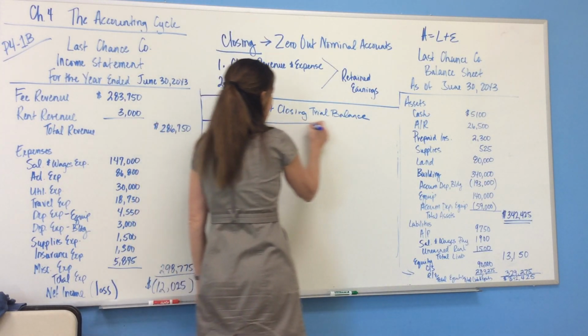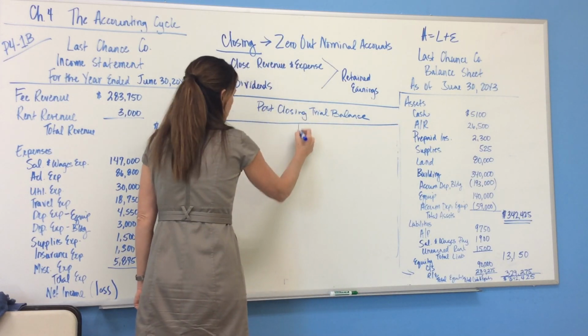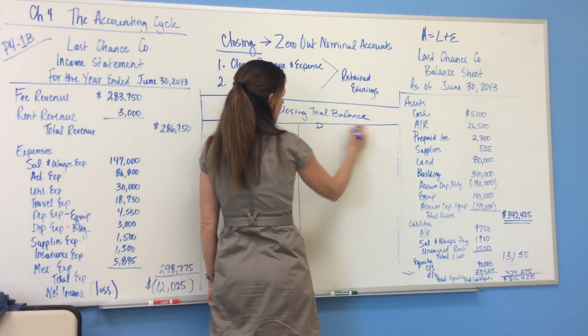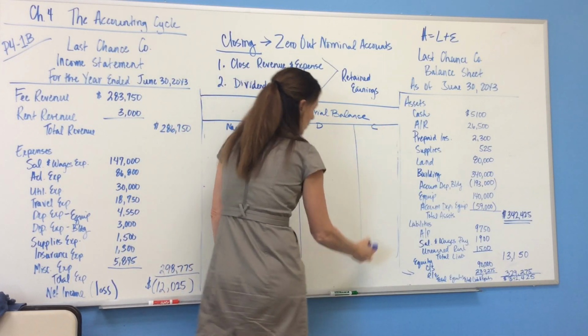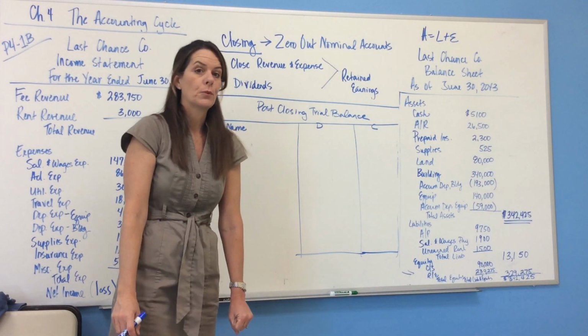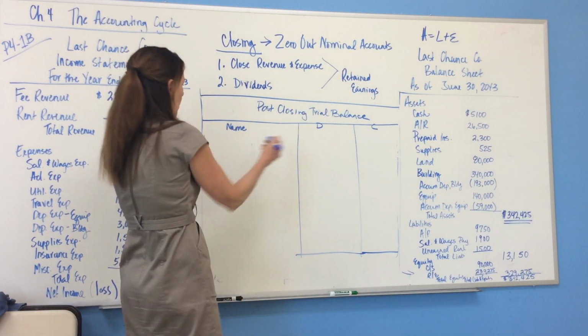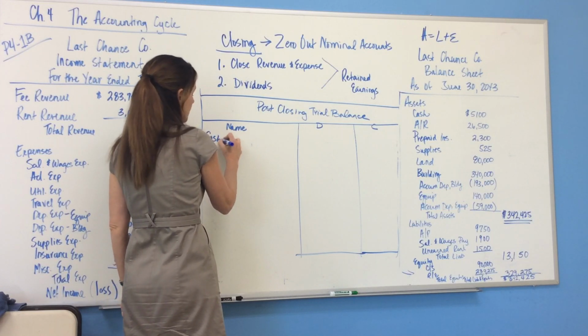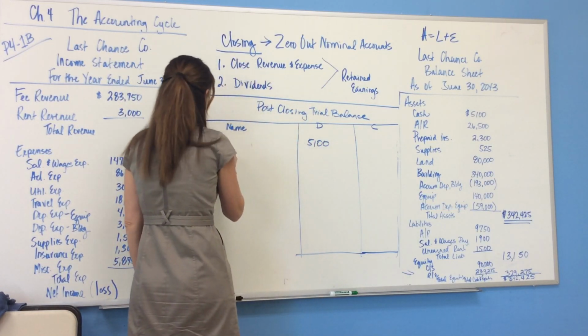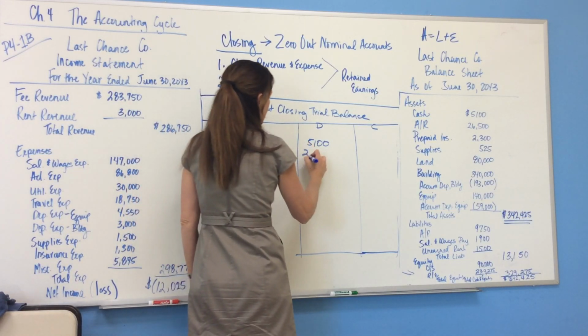Now, it will be set up like any other trial balance. You'll have the name of the account here. You'll have debit on the left, credit on the right, and then you will total them up. And that's going to be your post-closing trial balance. So I just list them here straight from the balance sheet. Debit of $5,100 for cash. Accounts receivable, $26,500.